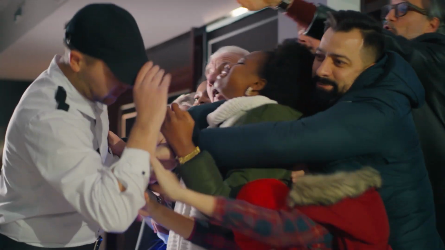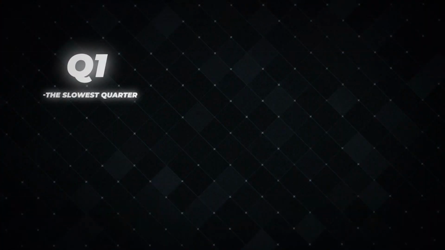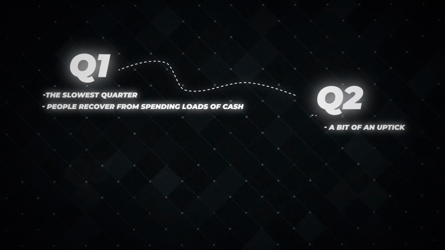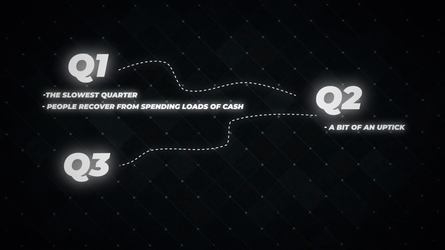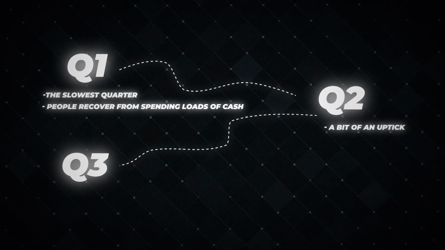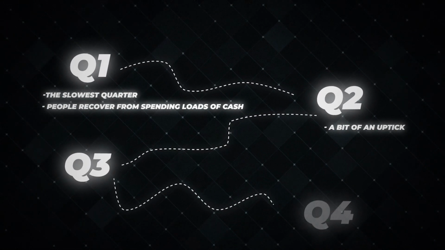Q1 ideally is going to be the slowest quarter of the year because we're coming off of Q4, Black Friday, Cyber Monday, Christmas, holiday season. In Q1, a lot of back to school shopping. People are recovering from spending loads of cash on gifts and presents. Then you go into Q2, you see a bit of an uptick. Q3, going into spring, summer, then you see fall, then you see a bit of a drop off. Then you go into Q4, depending on your product.